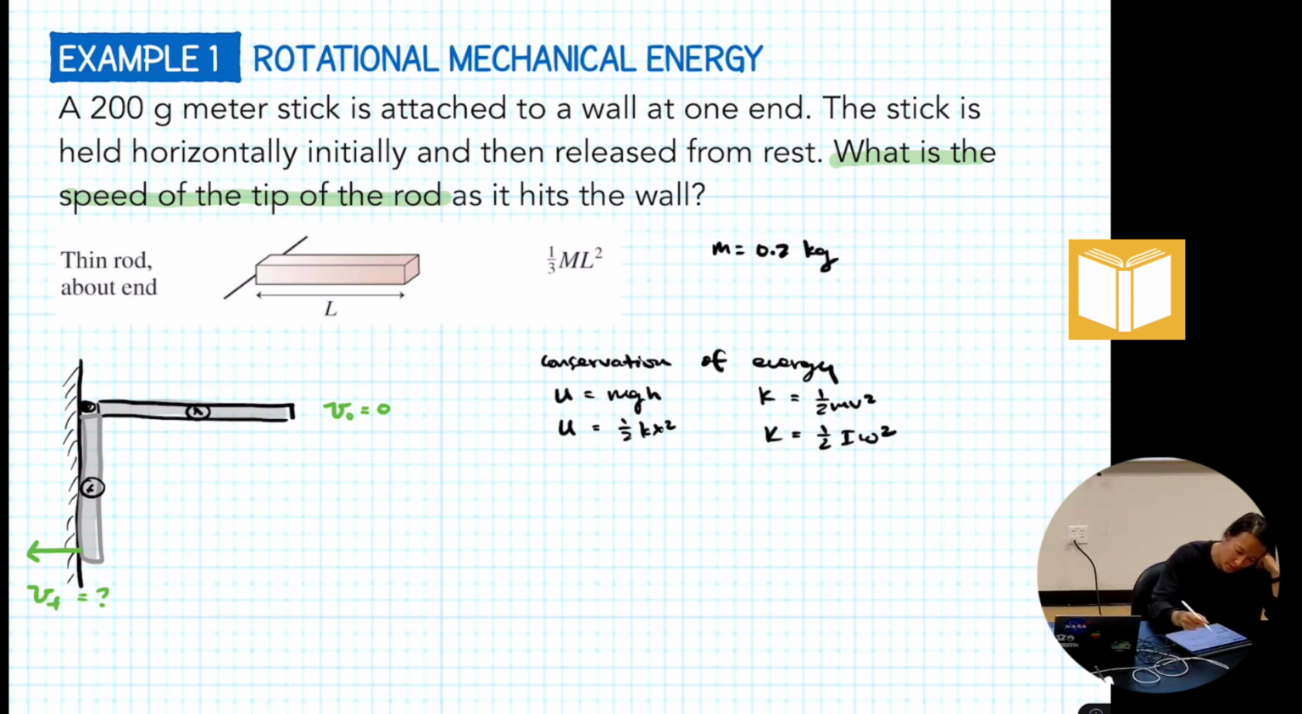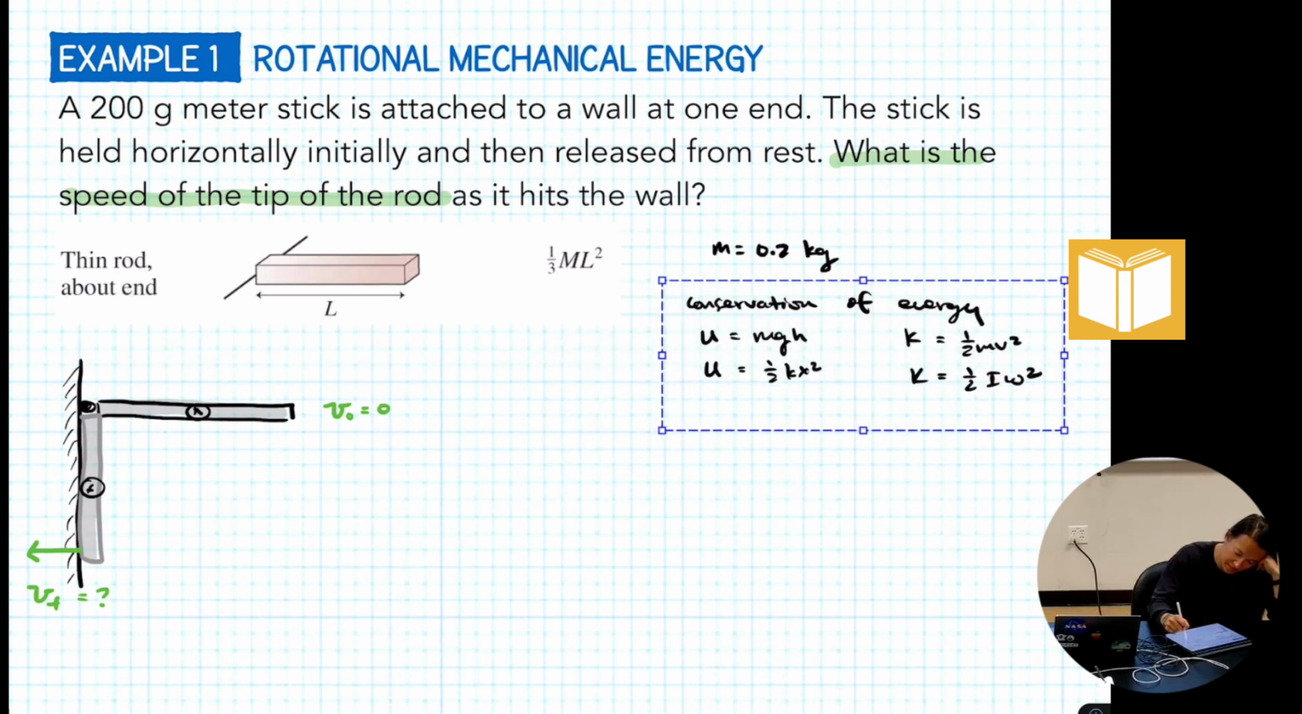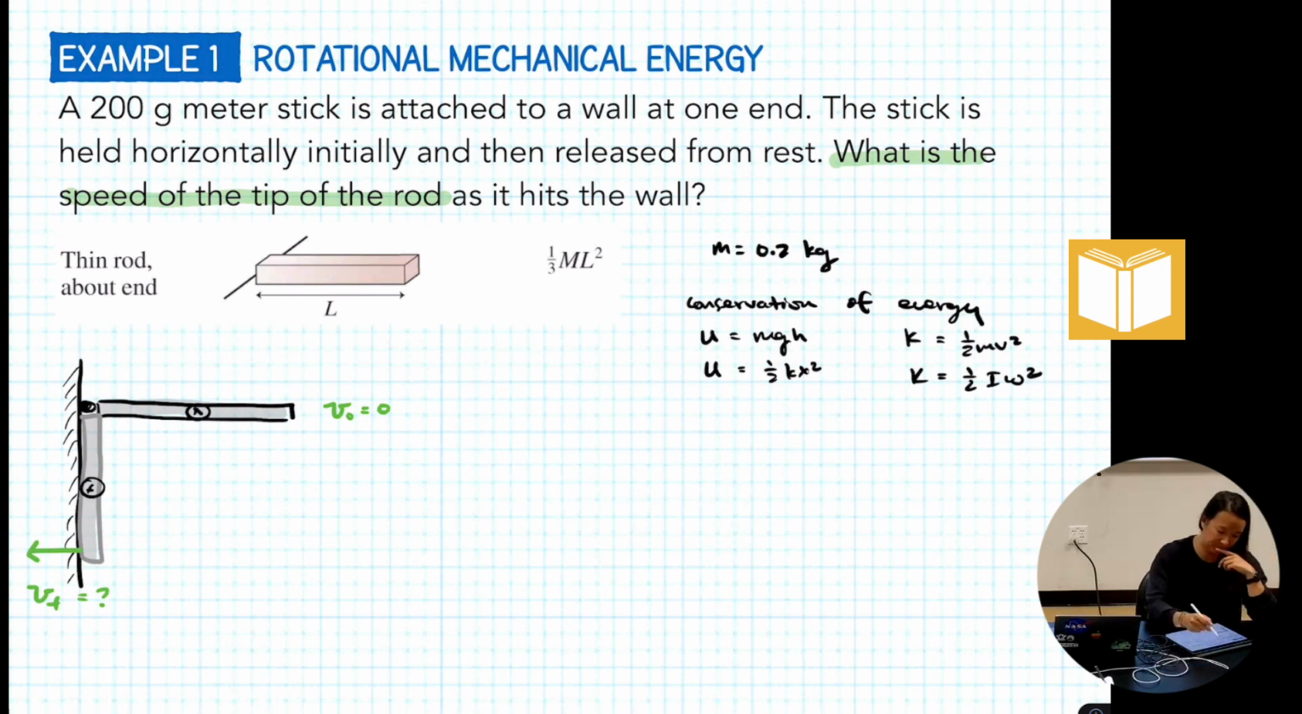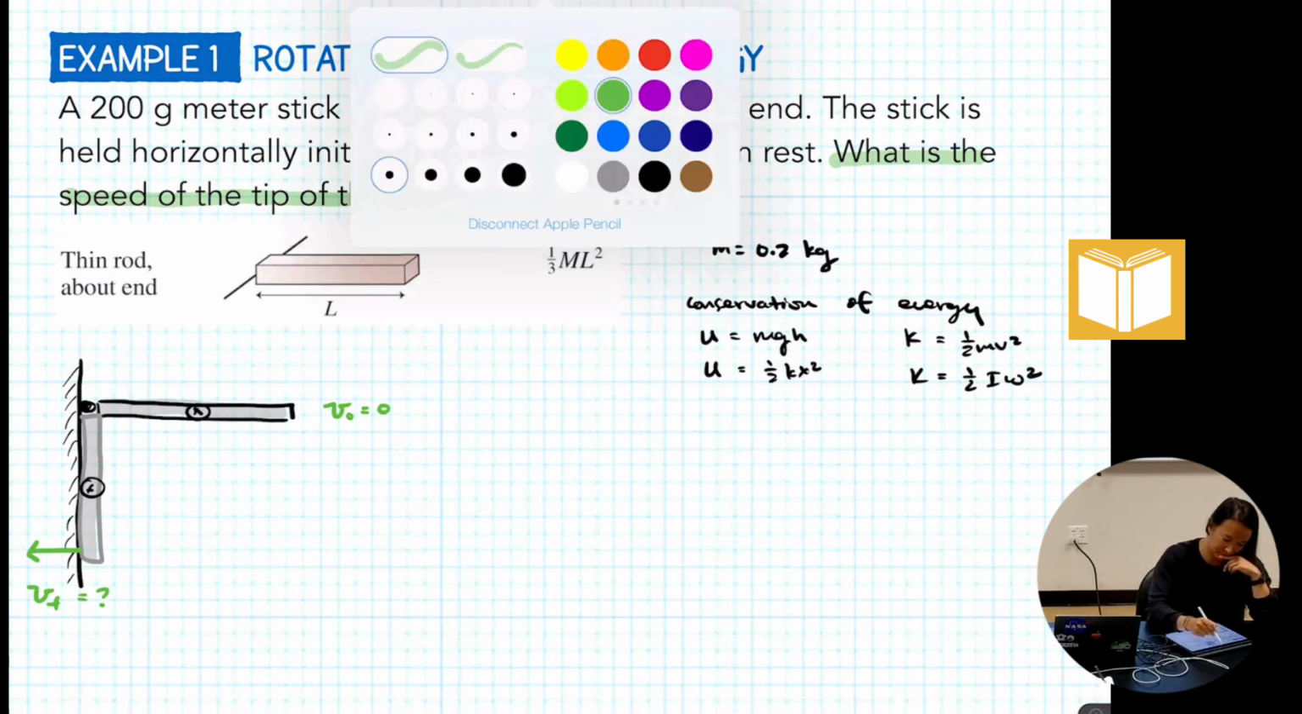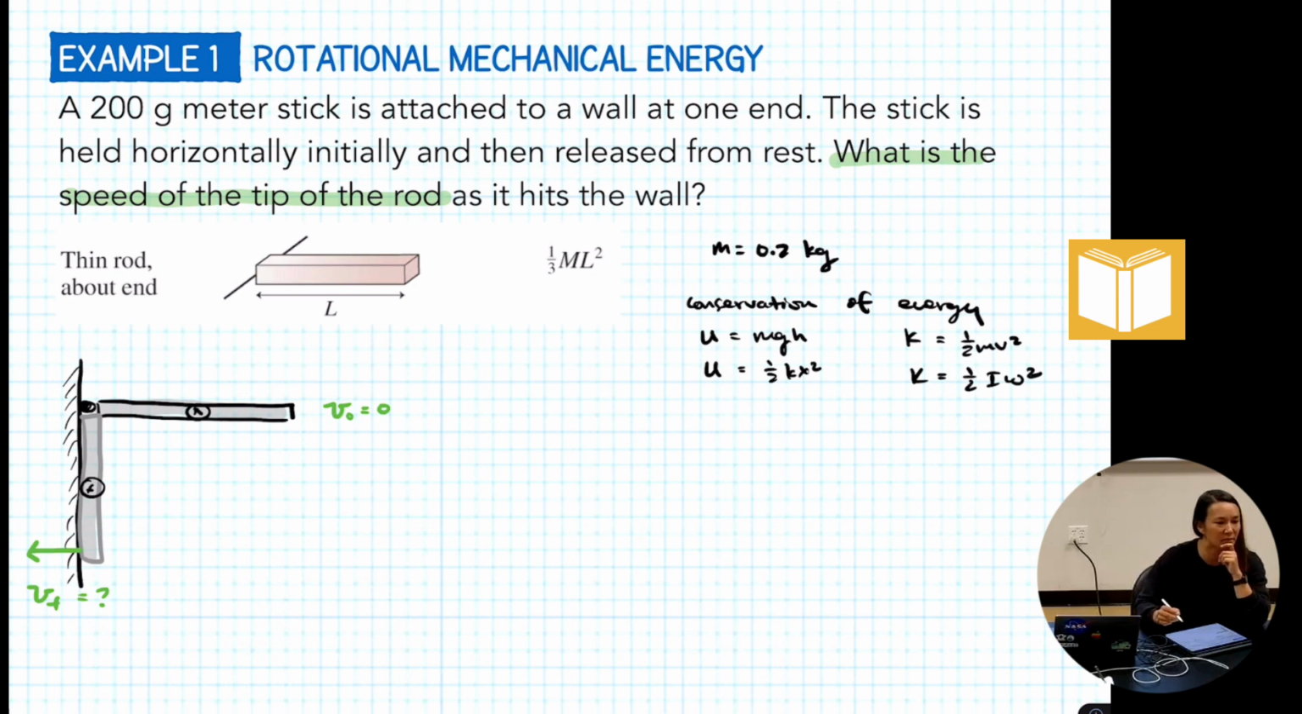Right? What are we using here? Which of these are the ones that we care about? So which potential energy do you think? Yeah, the first one, right? The gravitational potential energy. And then which kinetic energy? Rotational. Yeah. There's a really big hint right here.